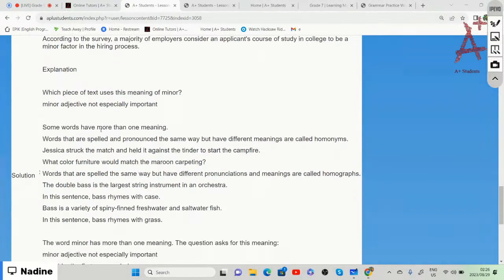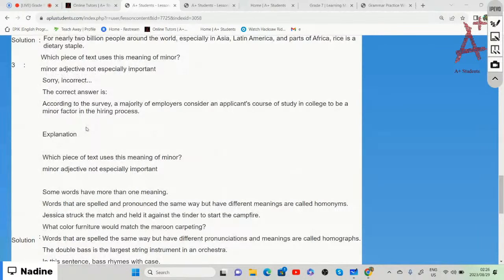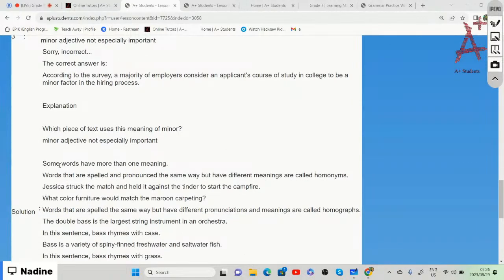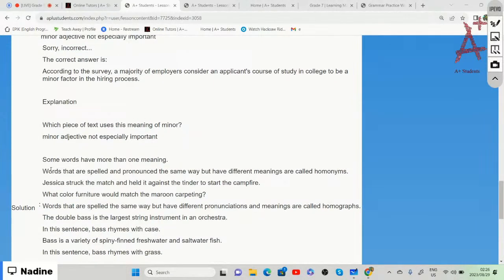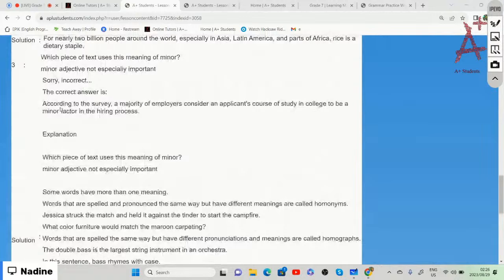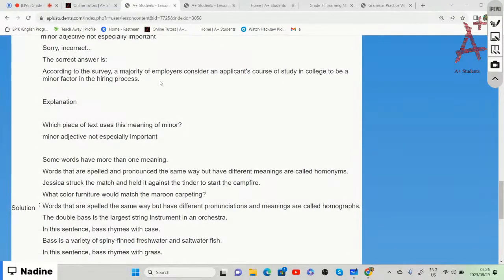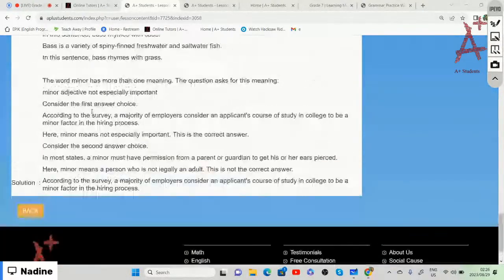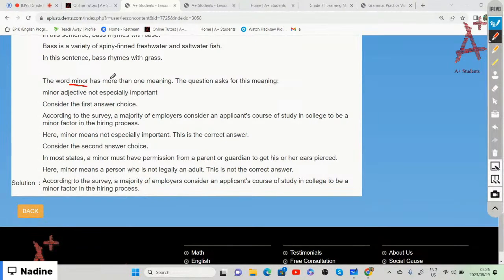So minor. We need to find another word that is spelled the same and pronounced the same, but has a different meaning, to minor. And our original text is, according to the survey, a majority of employers consider an applicant's course of study in college to be a minor factor in the hiring process. The word minor also has more than one meaning, and that is why the chapter that we're focusing on is multiple meaning words, right?